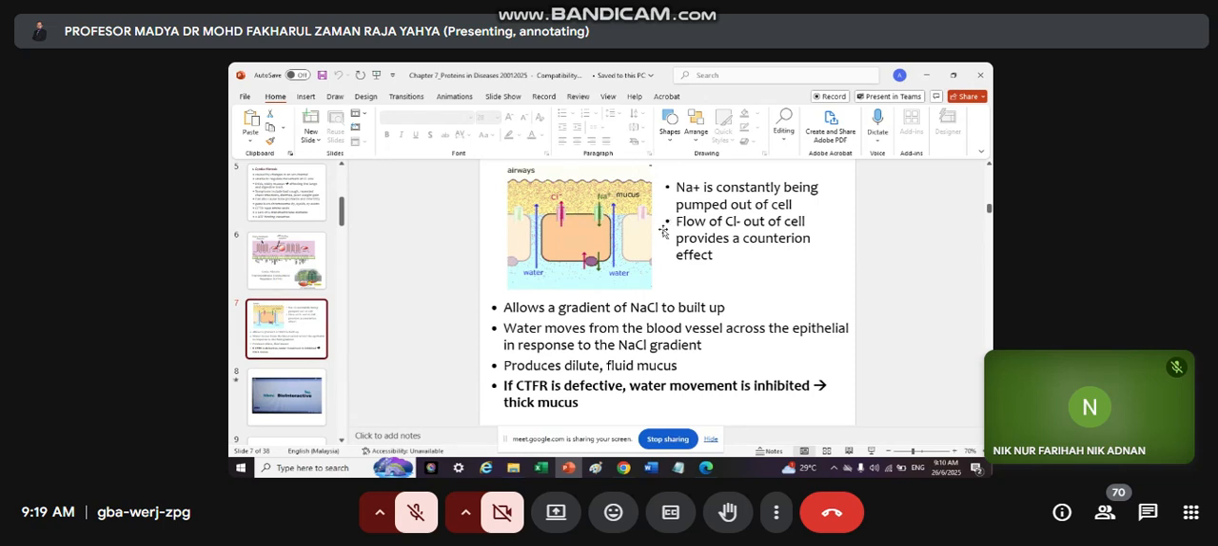So what we can conclude is that if mutation or problems happen in CFTR protein, water movement is inhibited and thick mucus can develop. Okay.